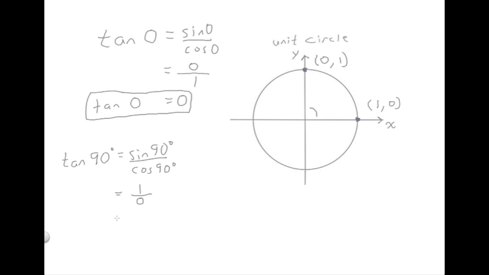Do you know what this division is? Well, remember, you can't divide by 0. You can't divide by 0, so this is undefined. So what would happen if you try this on your calculator? Your calculator would give you an error message. If you try to find tangent 90, you can check that on your calculator.